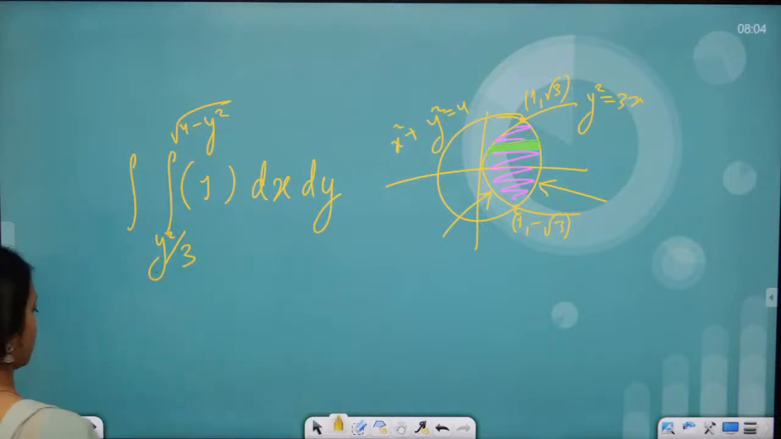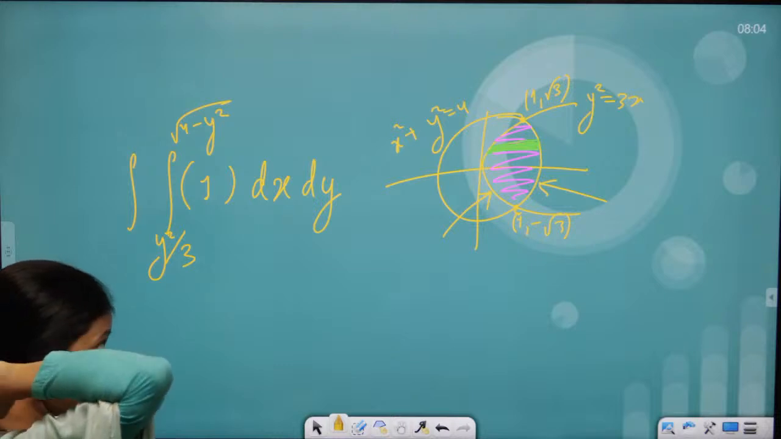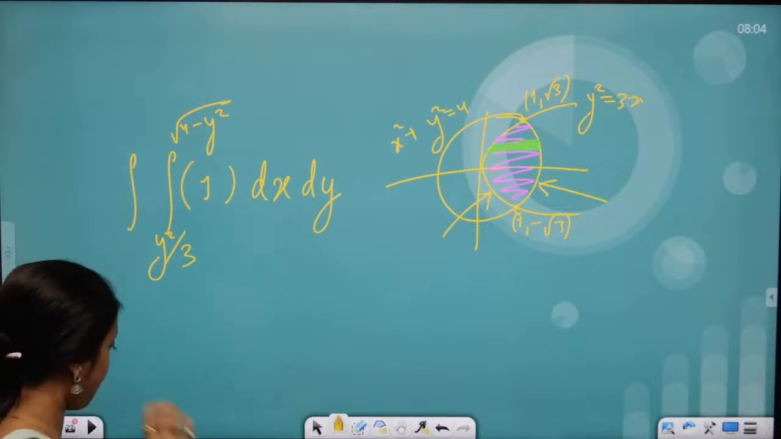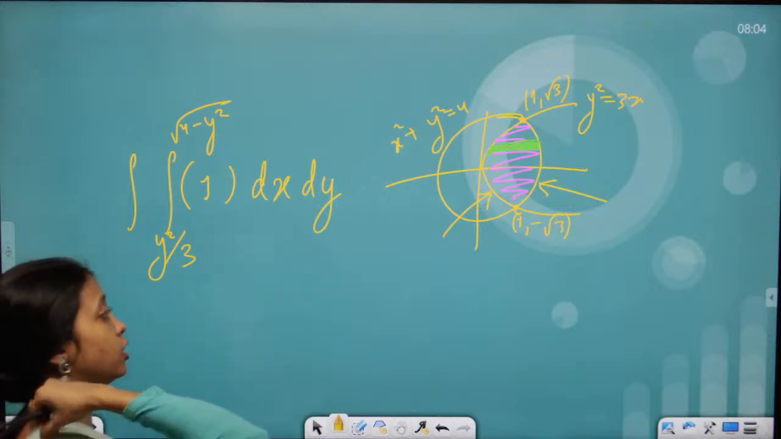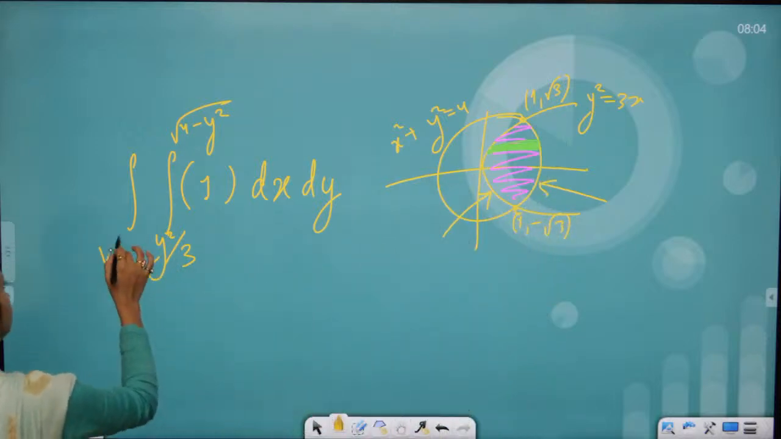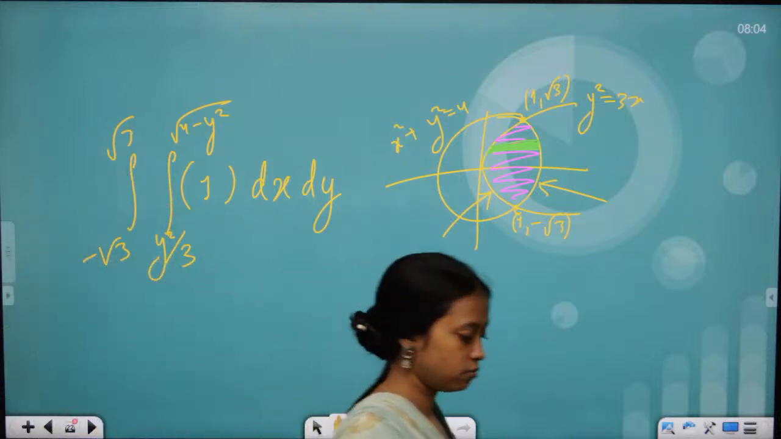So, after that what? The limit of y? Limit of y, you can see, just move your horizontal strip up and down, you are getting minus root 3 over here and root 3 here. So, this is from minus root 3 to root 3, you have to solve this double integration and done.